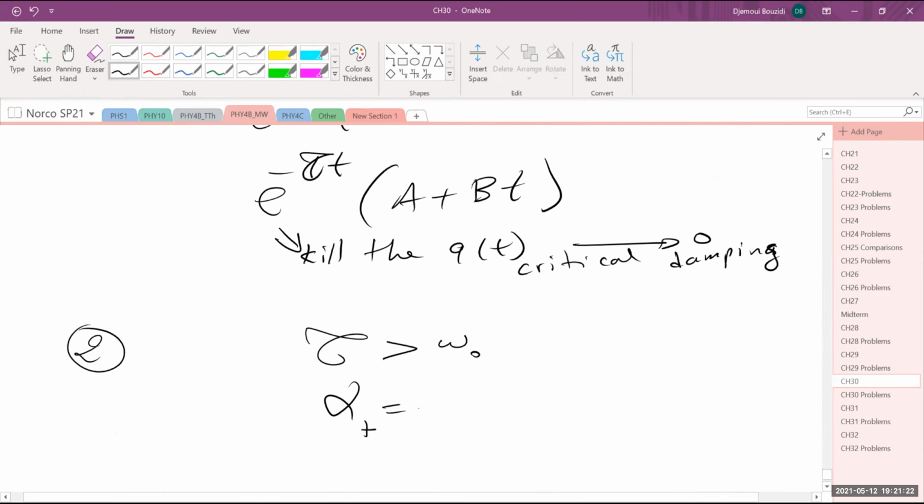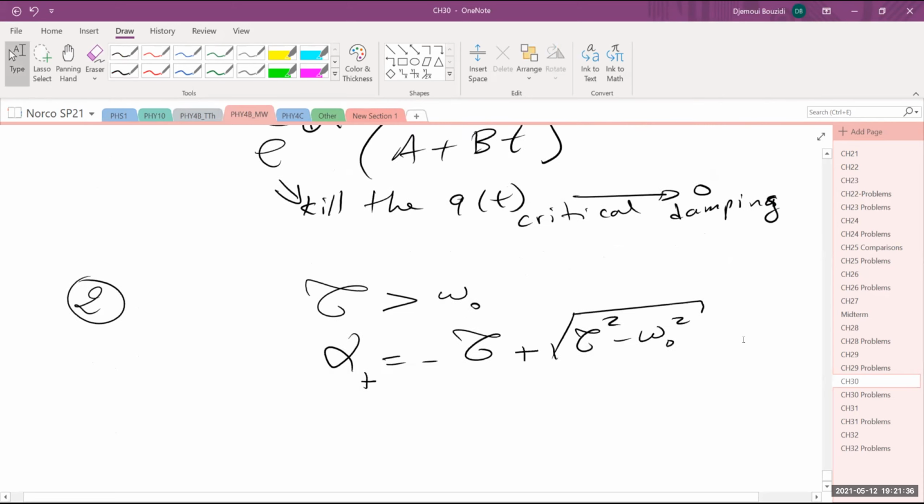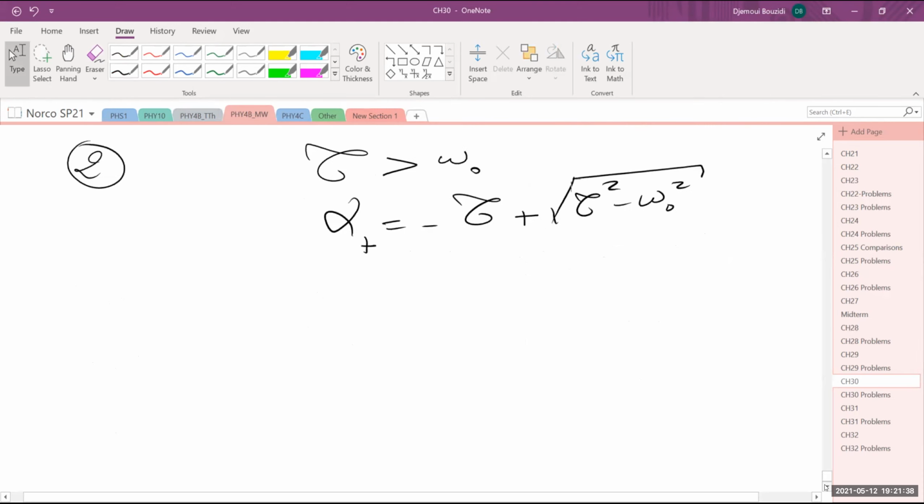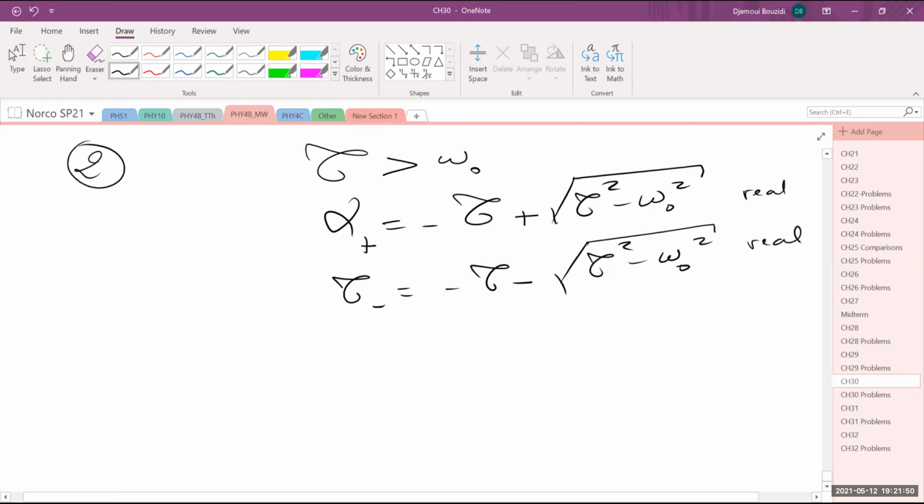So I'm going to call alpha plus equal to minus tau plus the square root of tau squared minus omega naught squared. And I have another solution, alpha minus, equal to minus tau minus the square root of tau squared minus omega naught squared. Both of these values are real. This is a real value, and this is a real value.